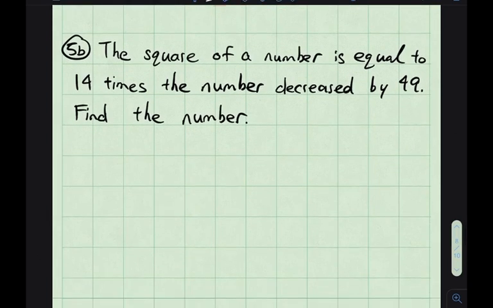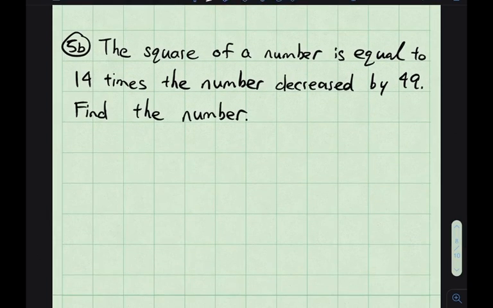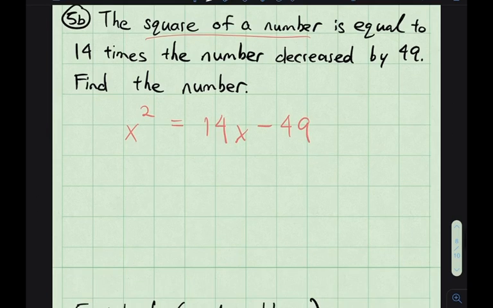The square of a number is equal to 14 times that number, decreased by 49. Find the number. Again, the square of a number is equal to 14 times the number decreased by 49. Find the number.